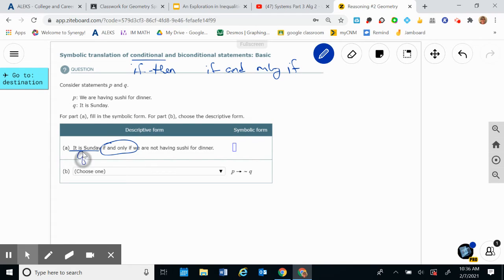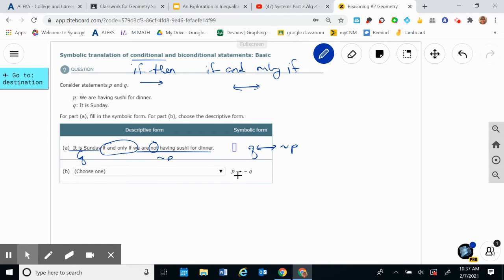This is the Q piece. See, it is Sunday. We are not having sushi. Oh, see the word not? That one's negative. So this is not P. So you represent it as Q, start with Q, if and only if is an arrow going forward and backward. That's how you represent if and only if, this way. If then is this way. Okay, and then not P.